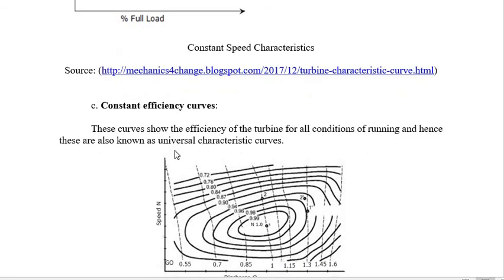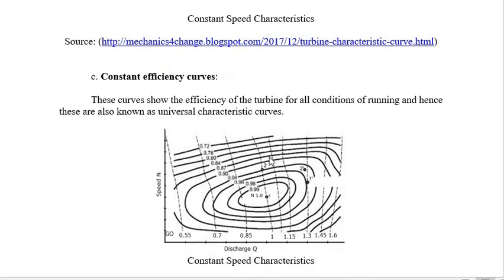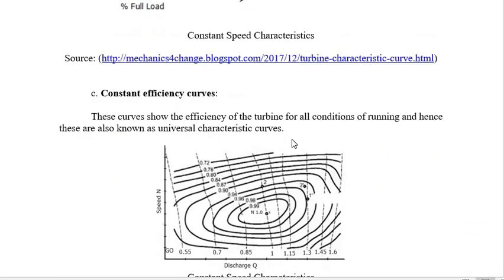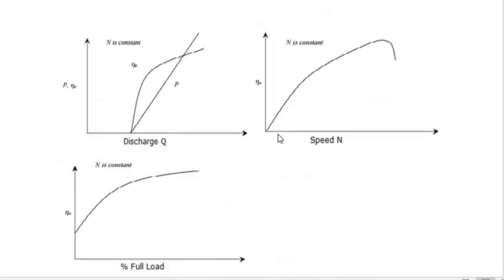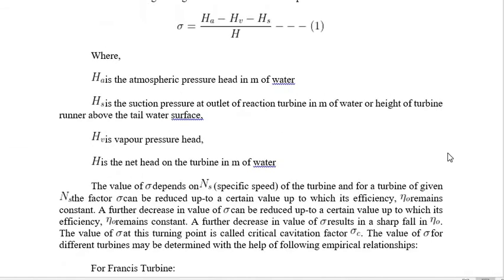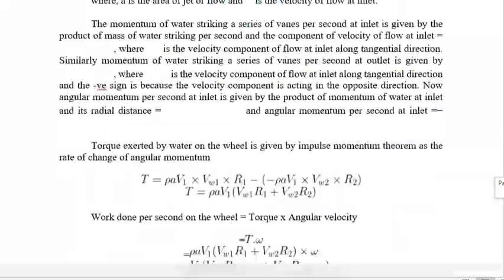Then we have the constant efficiency curve. These also show the efficiency of the turbine for all conditions of running, and hence they are also known as universal characteristic curves. So this is the theory behind your lab experiments of the Francis turbine.